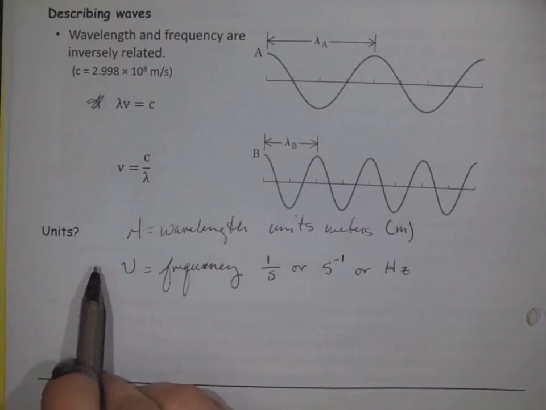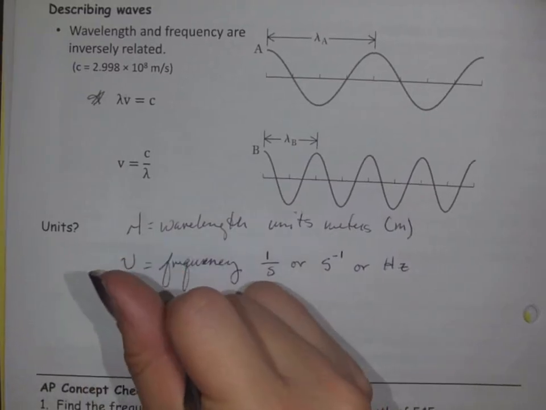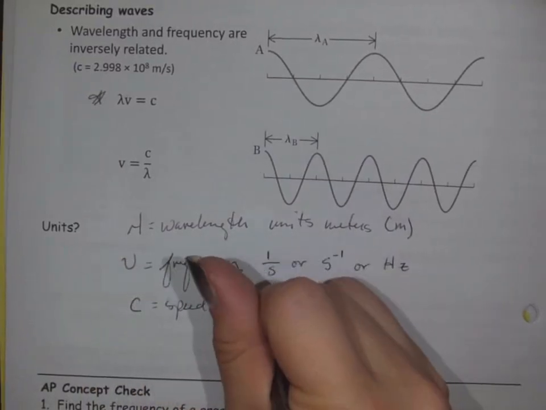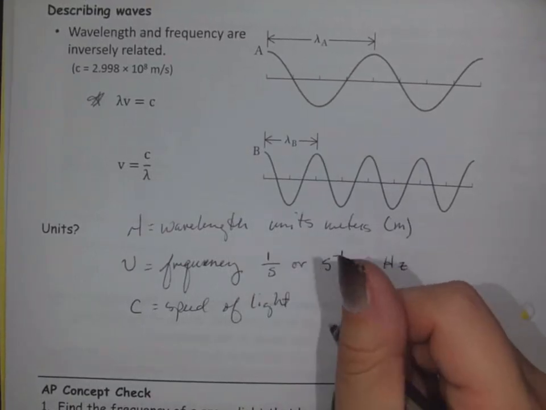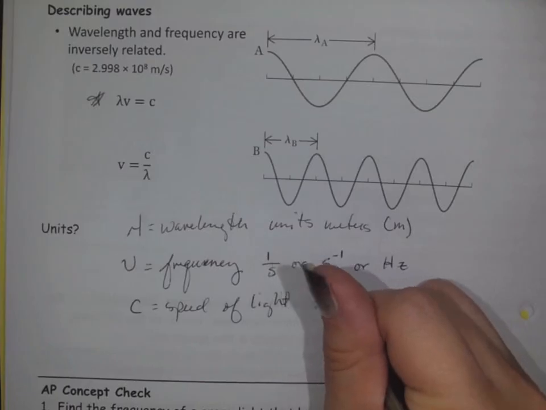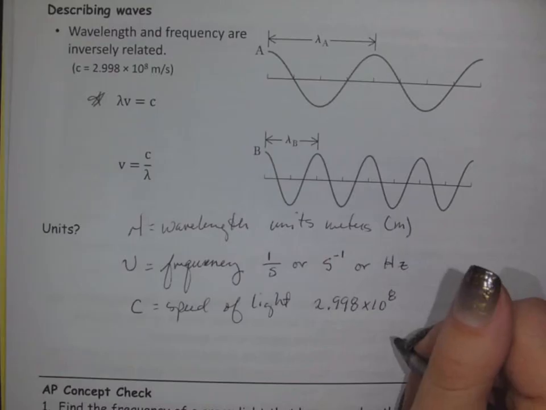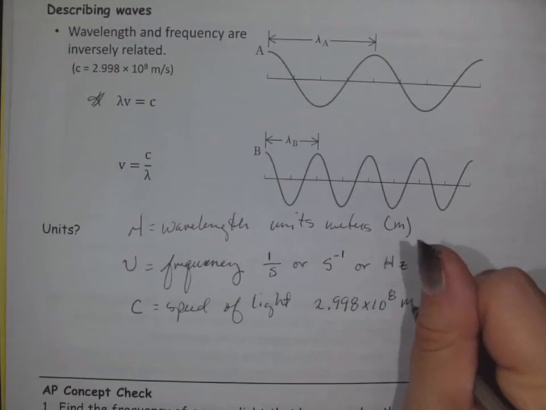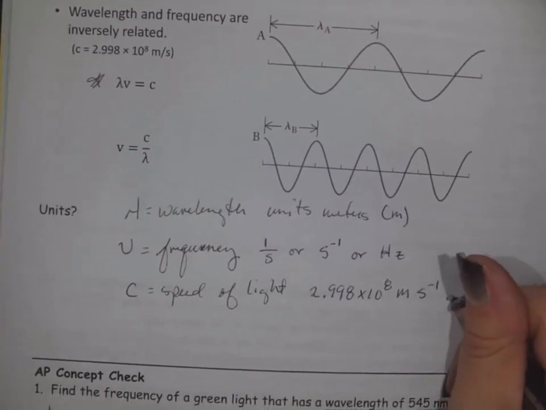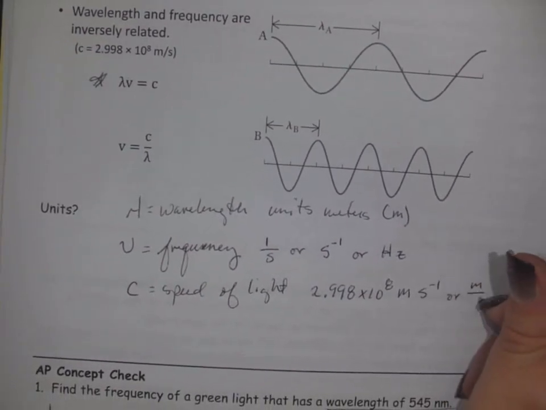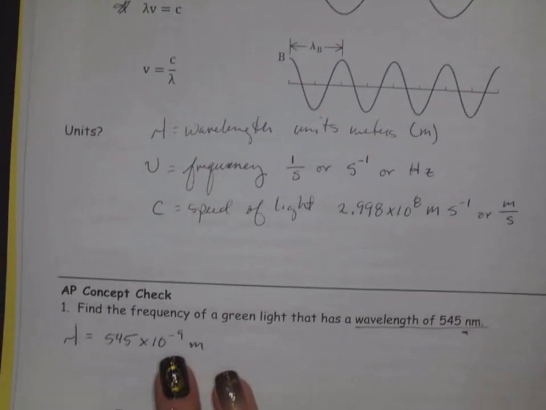Okay. Speed of light is a constant, and on our paper, so let's do speed of light. And on our paper, it tells us that we are using 2.998 times 10 to the 8th meters per second. Meters per second. Or meters per second. Okay, they mean exactly the same thing. Beautiful. Let's practice.